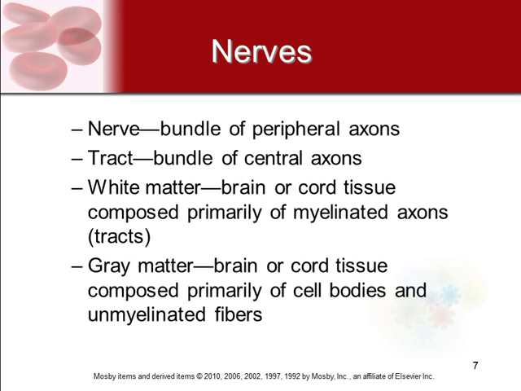Gray matter is your brain or spinal cord tissue. It is composed primarily of cell bodies, so those big things on the end, or unmyelinated fibers. And that looks kind of a gray or darker color if you were to look at it on a CT scan or a film or something.